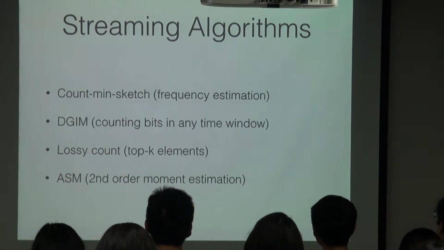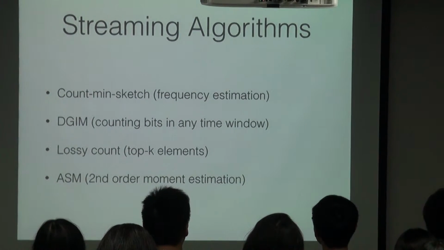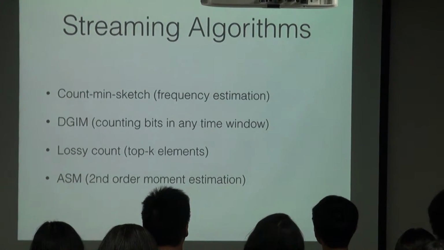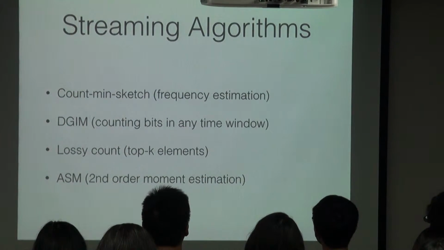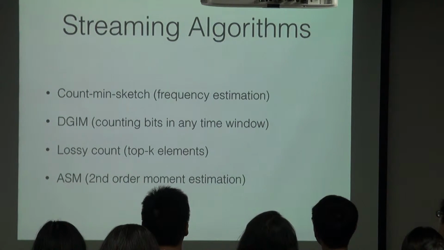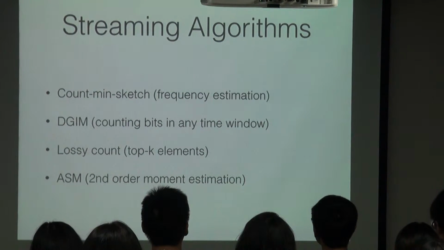And there's an algorithm called DGIM. I hate those algorithms named using the first letters of the authors' names. I can never remember those. But it can count bits in any time window. So if you want to count particular events from a minutely level all the way to a yearly level, it can estimate this kind of count very fast.